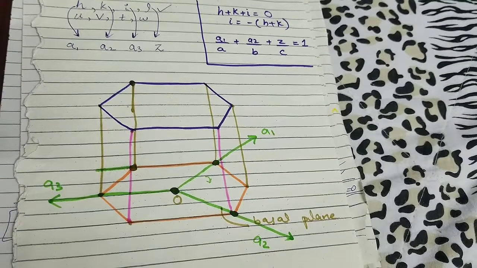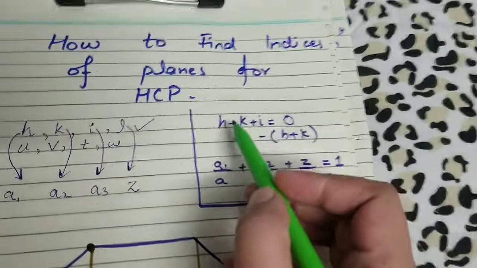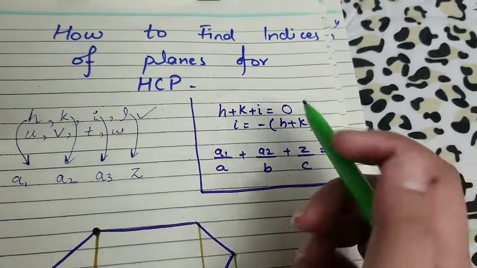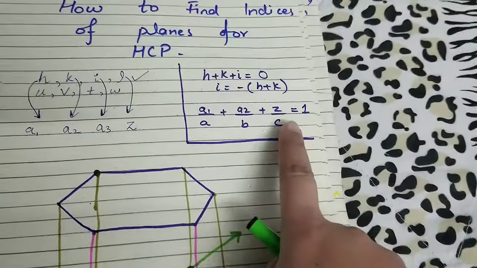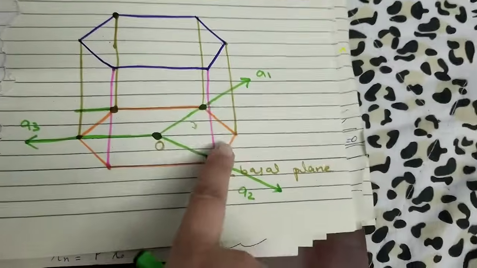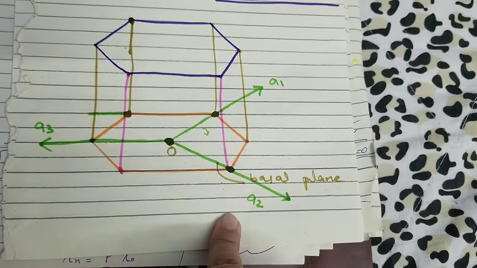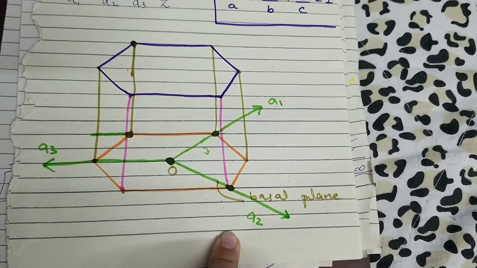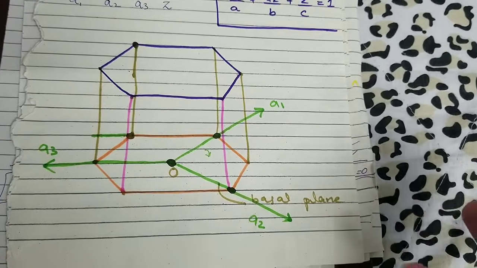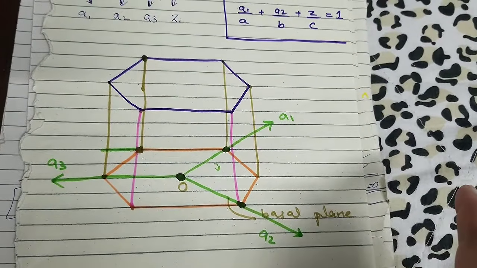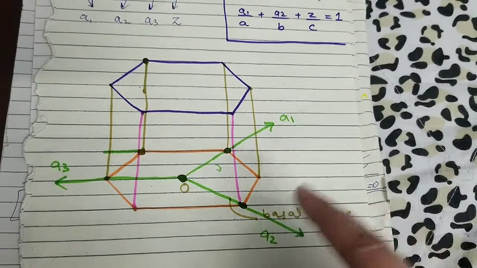And they all depend on each other, okay, by a relation which is h plus k plus i equals 0. Okay, they are dependent upon each other, but they are independent of the z axis. Okay, that is why there is no L index here. Only the three axis lines which are lying on the basal region are interconnected, but they are separated, in another way you can say, from the z axis. There is no fixed relationship between them and the z axis.